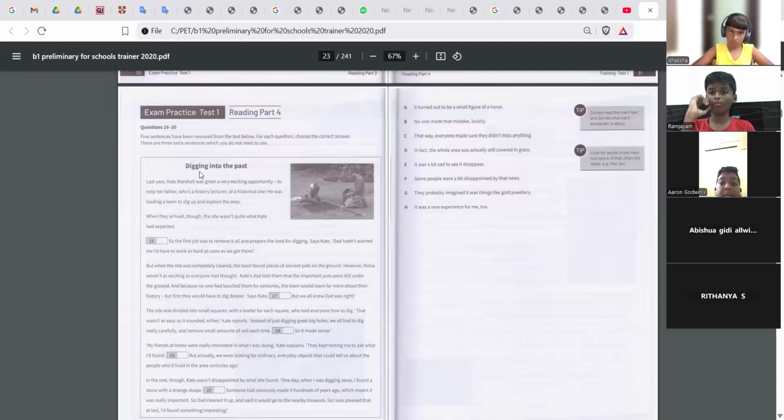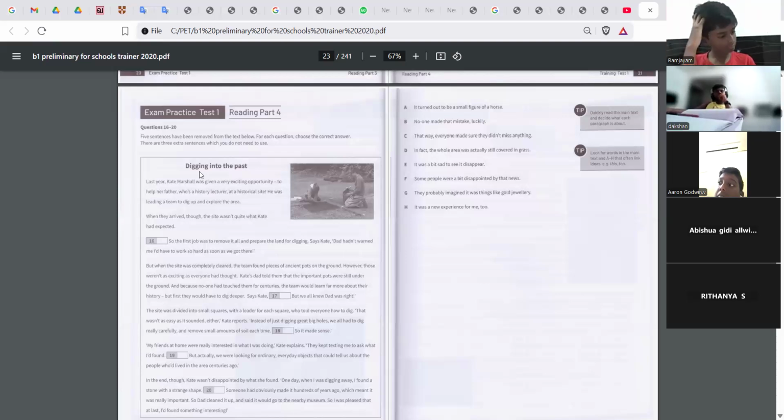When they arrived, it was quite a mess. In fact, the whole area was actually still covered in grass. So the very first job was to remove it all.